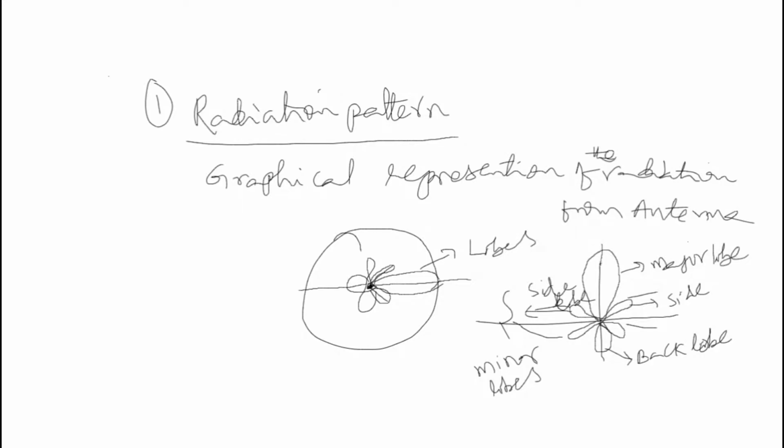What are the minor lobes? Side lobe, back lobe. Side lobe means what? A lobe which is adjacent to the major lobe is known as a side lobe. Back lobe means what? A lobe which is exactly back to the major lobe, or exactly having a phase difference of 180 degrees, is known as a back lobe. So this is about the radiation pattern of the antenna.